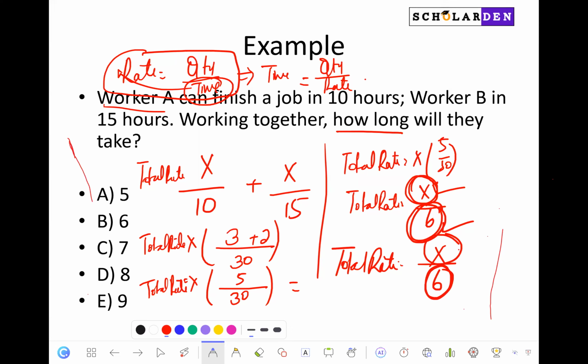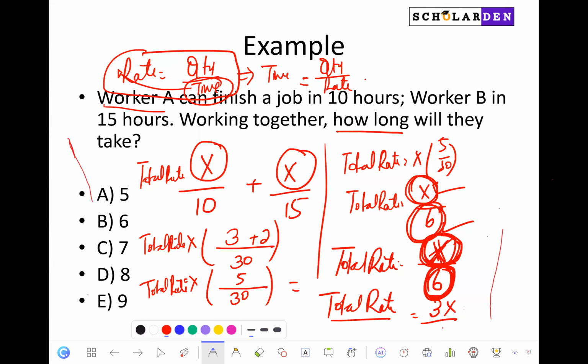I'm not really sure about the volume of the work, but I do know that the volume of the work does not change. For A, it was X. For B, it was X. And now when both of them are working together, the volume of work does not change. This is what tells me that this is the total rate. And this total rate is important again. If, for example, my total rate somehow came out as 3X over, let's say, 15, what would that mean?